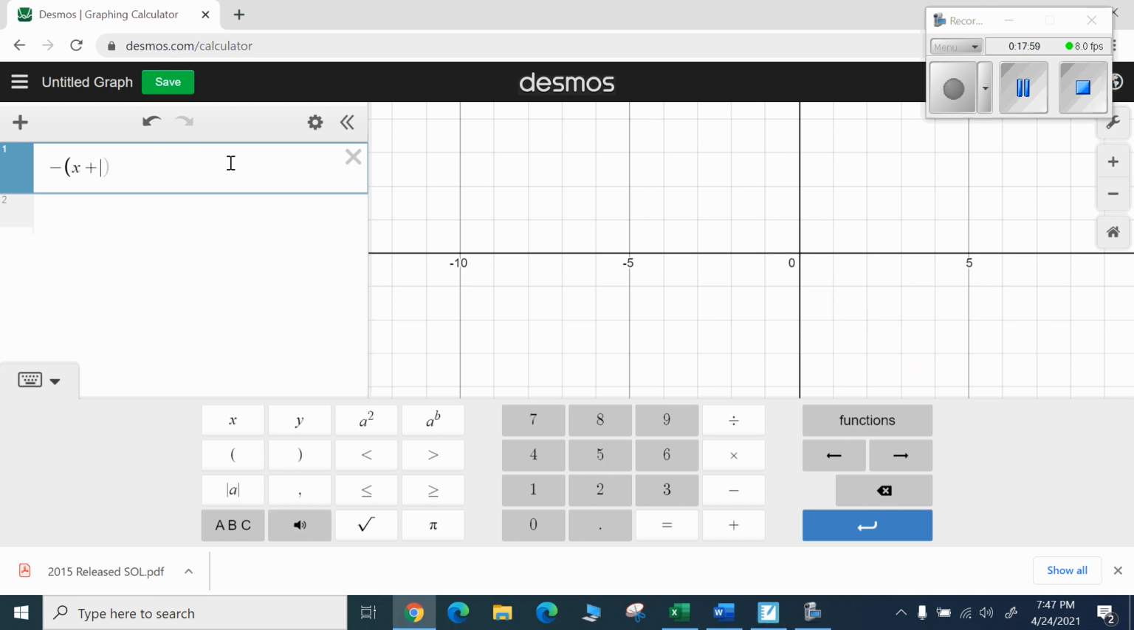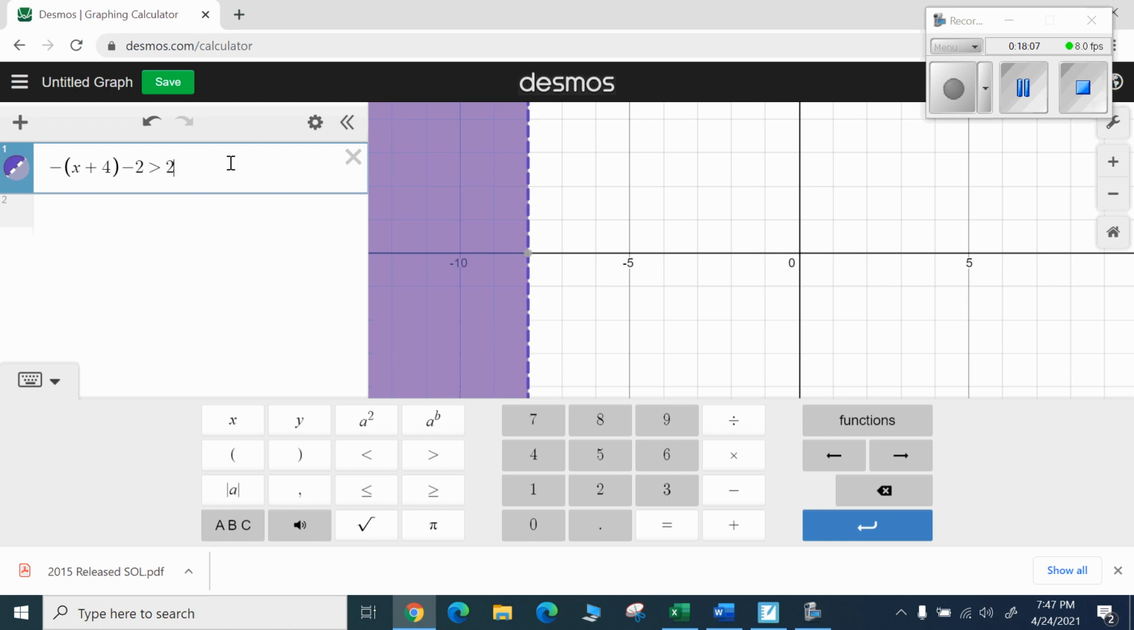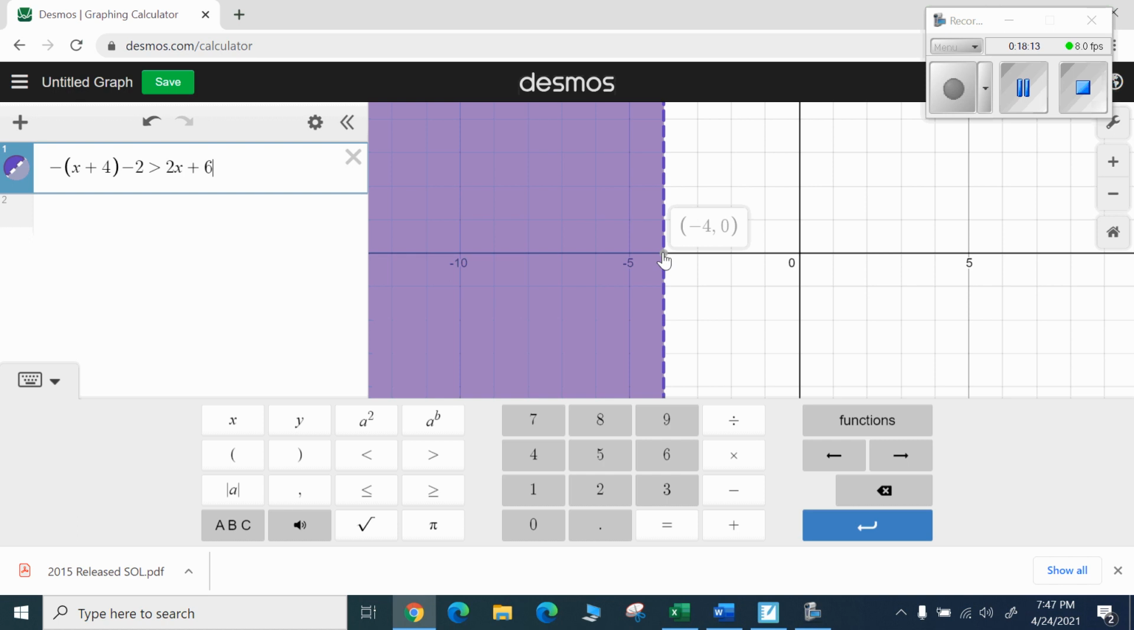Negative x plus 4 minus 2 is greater than 2x plus 6. All right, so we find the spot where the split is, and we see that the x is negative 4. So we're going to want to remember that. And we also see that we have a dotted line here. So the dotted line means less or greater. So we're not going to use the less than or equal to, the greater than or equal to. It's either going to be greater than or less than.